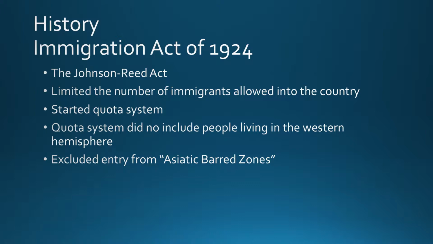The act implemented a literacy test that required immigrants over 16 years of age to demonstrate basic reading and comprehension skills in whatever language. It didn't have to be English. It also increased the tax paid by new immigrants upon arrival to our country. The act excluded entry from anyone born in geographically labeled Asiatic barred zones, which means they didn't want people from Asian countries immigrating to the United States.